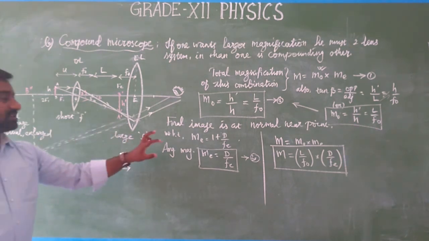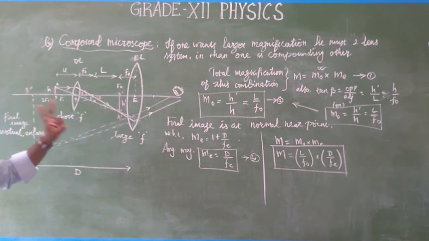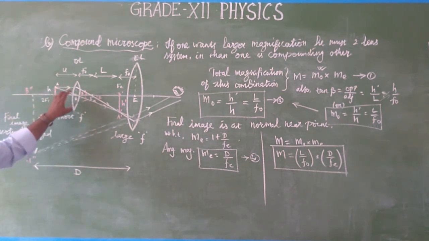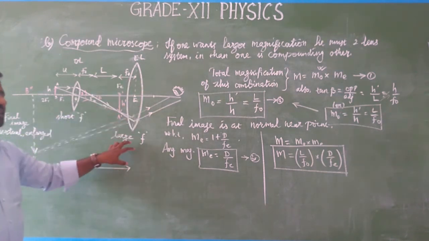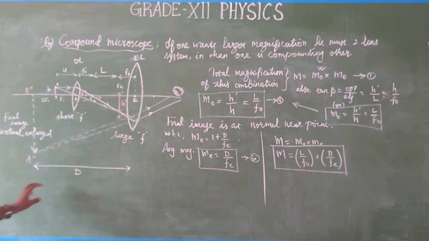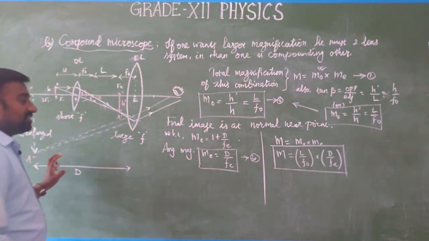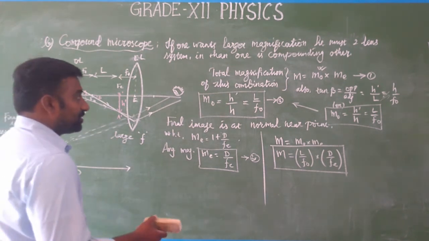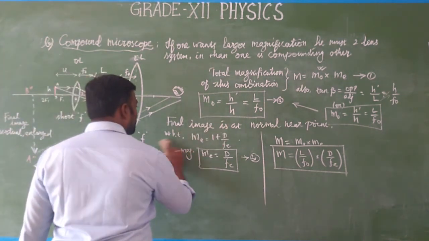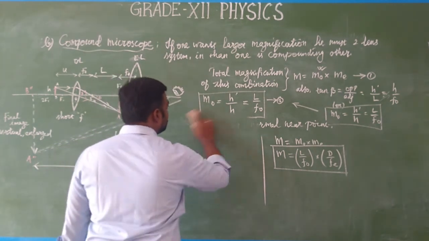So in these cases we should choose two different lenses. The objective lens should be taken with a short focal length and the eye lens should be taken with a larger focal length. And we know the least distance of distinct vision, that is 25 centimeters. Okay, so if the data are given, automatically we can find the magnification. Shall we solve the problem? We will solve a simple problem related to this.